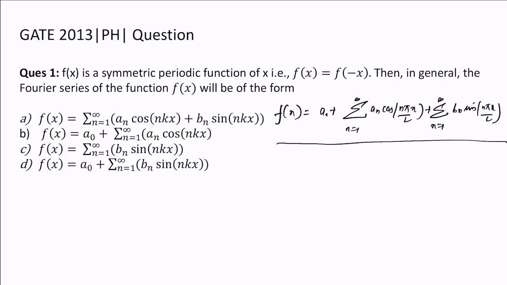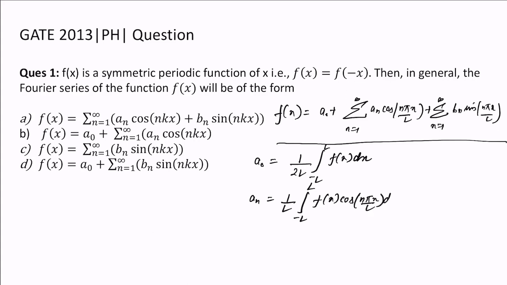So we know these coefficients are given as a0 is equal to 1 by 2l integral from minus l to l of f(x) dx. Similarly, a_n is equal to 1 by l integral from minus l to l of f(x) cos(n pi x by l) dx, and b_n is equal to 1 by l integral from minus l to l of f(x) sin(n pi x by l) dx.